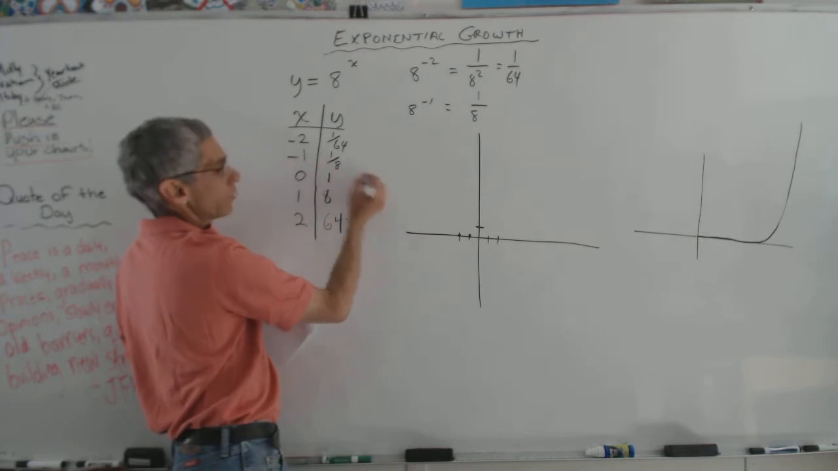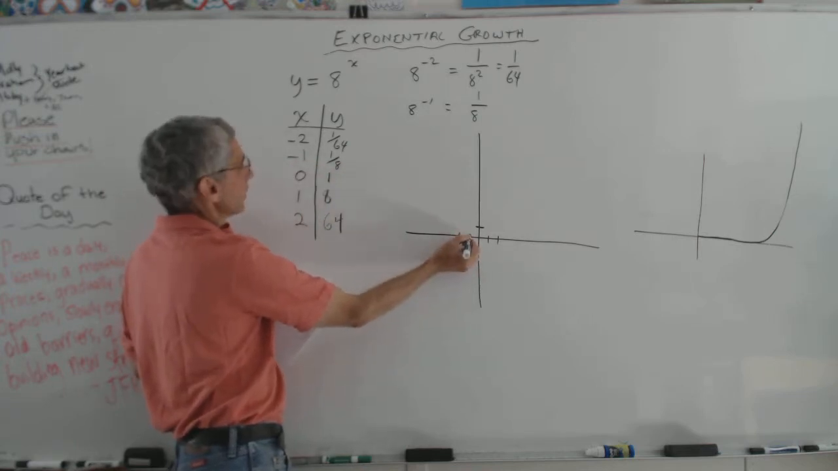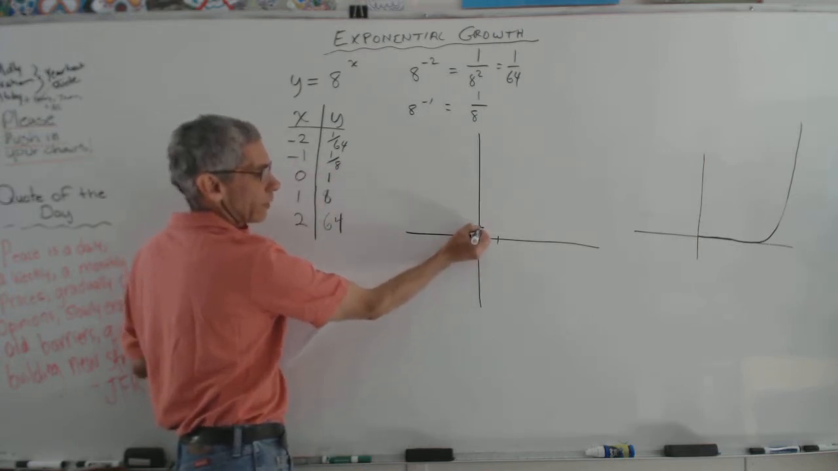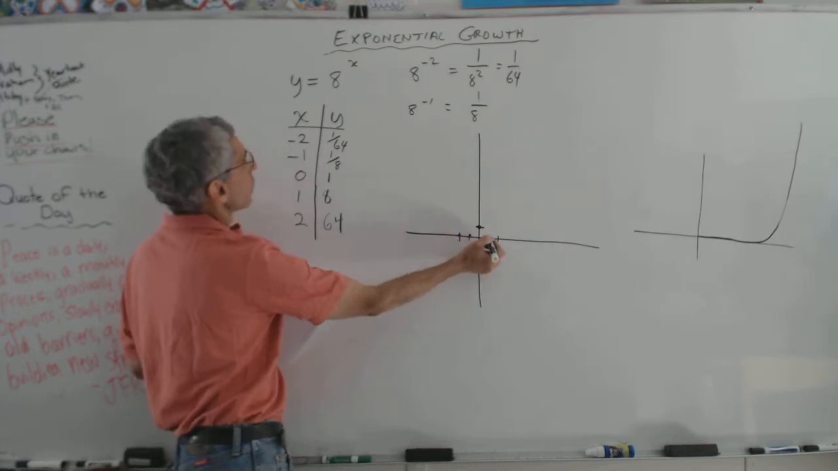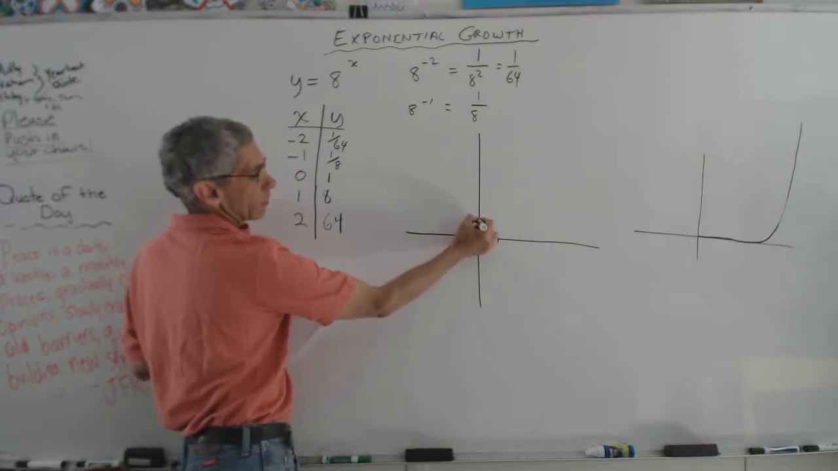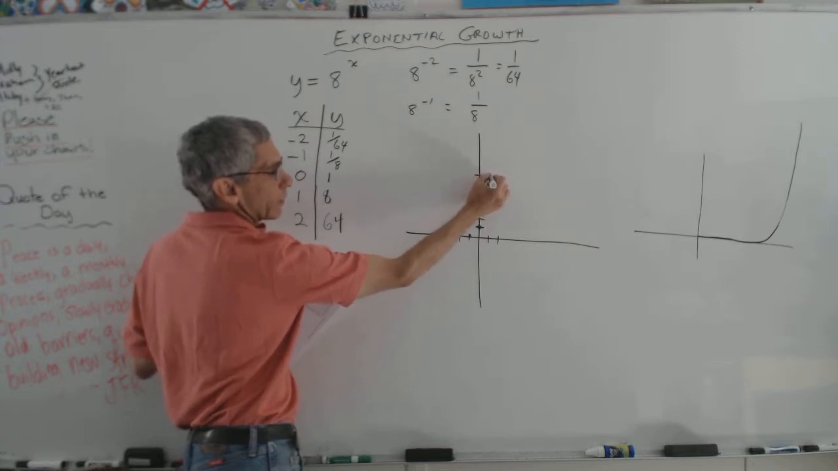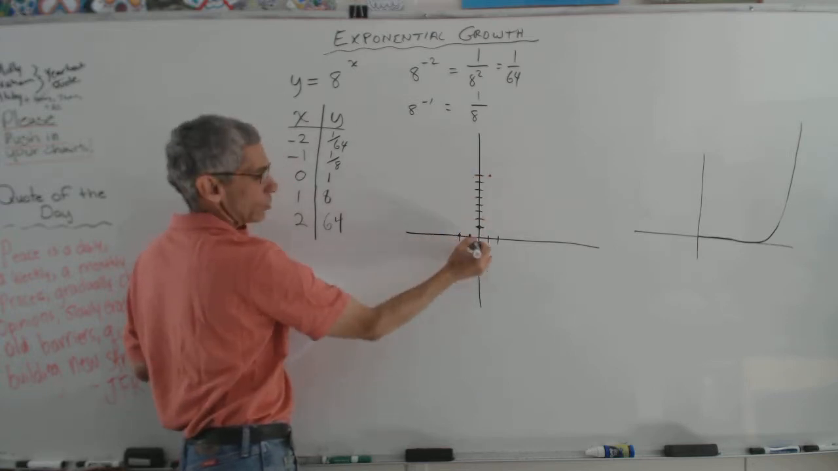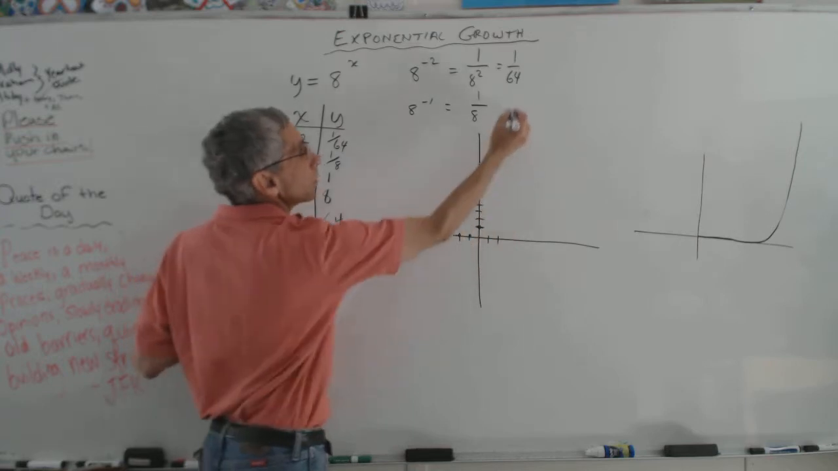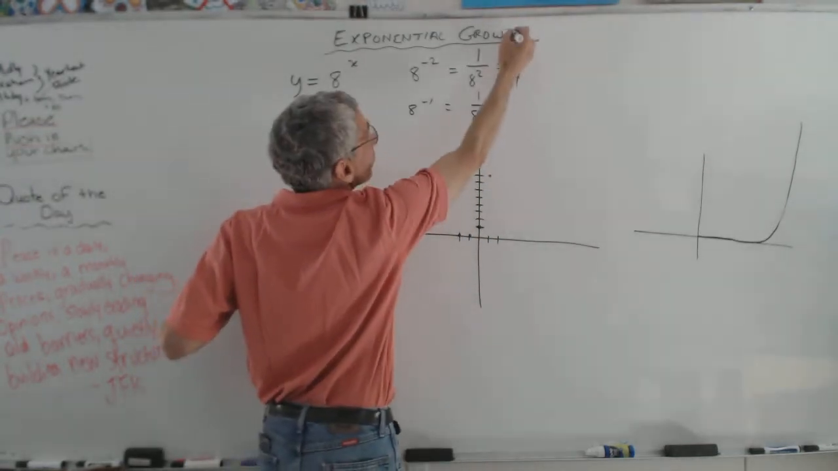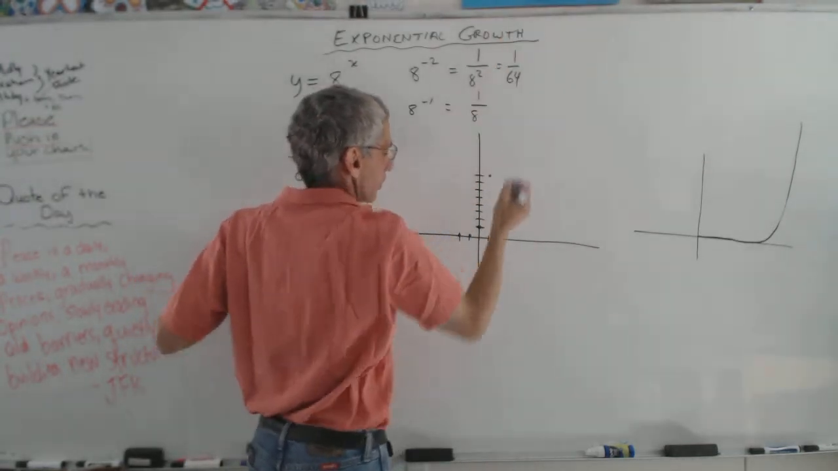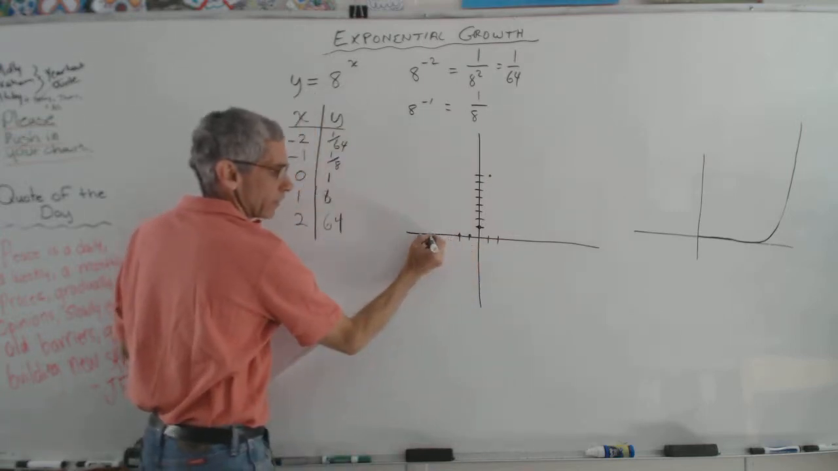Right? Negative 1, 1/8, negative 1, 1/8. And then 0, 1, that's right here. Right? And then 1/8. Right? That would be right here. And then 2/64. Like, I can't do it, but it's even higher than that. So my graph is like this.